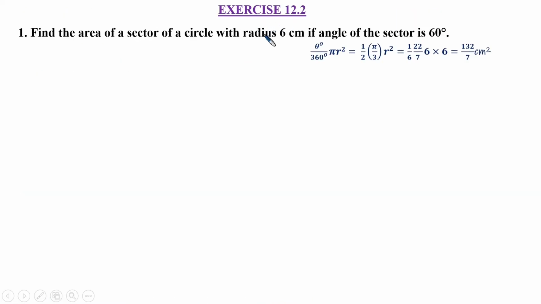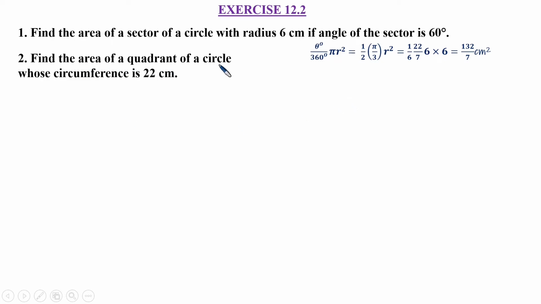Now exercise 12.2. Find the area of sectors of a circle with radius 6 centimeter. R is given, and the angle is 60 degree. It's very simple here. 60 degree is nothing but pi by 3. So you just pause and see how I have done it. It is very simple.